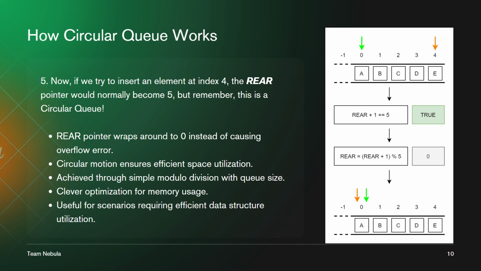So the circular queue creates this circular motion, ensuring we can keep adding elements without wasting any space, making it much more efficient. And all of this is done using simple modular division with the size of the queue. Isn't that a clever way to make the most out of our data structure? So circular queues are pretty smart and they come in handy when we need to optimize memory usage.